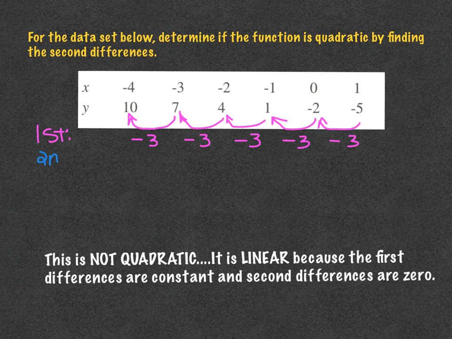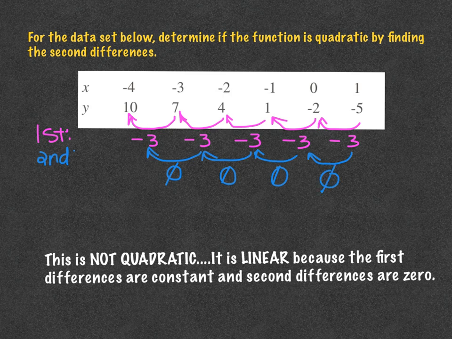So second differences, we'll do negative 3 minus negative 3, that will be 0. Negative 3 minus negative 3 again is 0. Negative 3 minus negative 3 is 0. And negative 3 minus negative 3 is also 0.